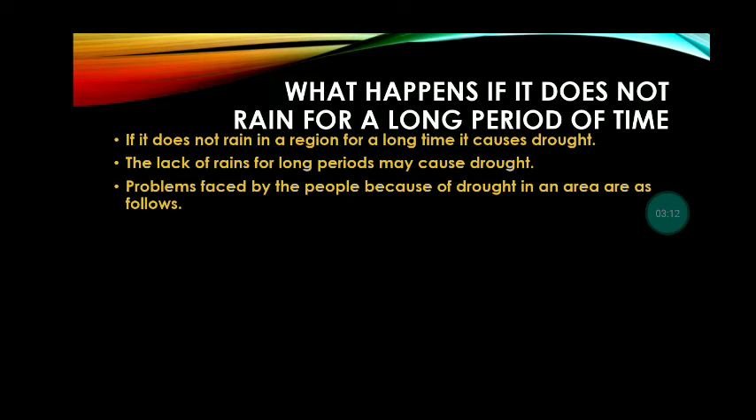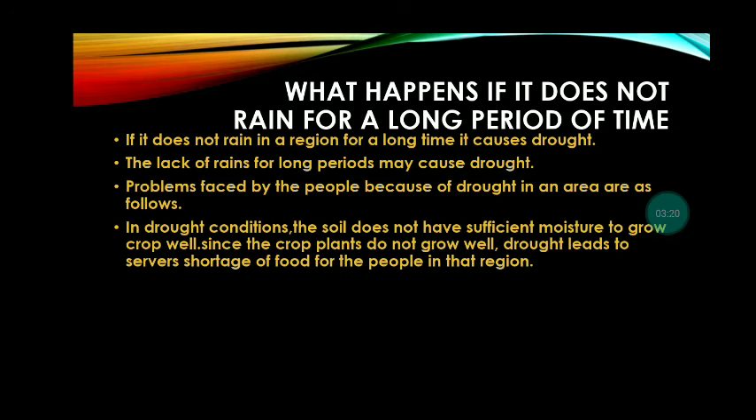So let's see what problems are faced by people because of drought in an area. In a drought condition, the soil does not have sufficient moisture to grow crops well. When water does not go into the soil, it gets dry, which causes less production of crops, and drought leads to severe shortage of food for the people in that region.